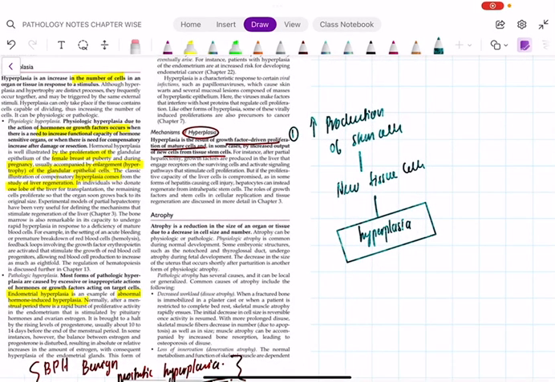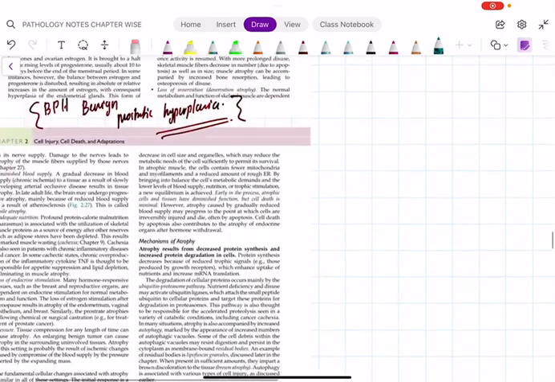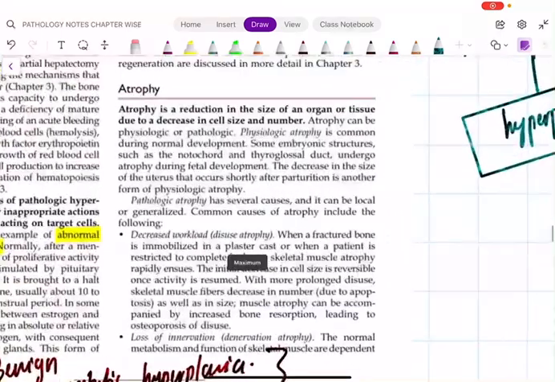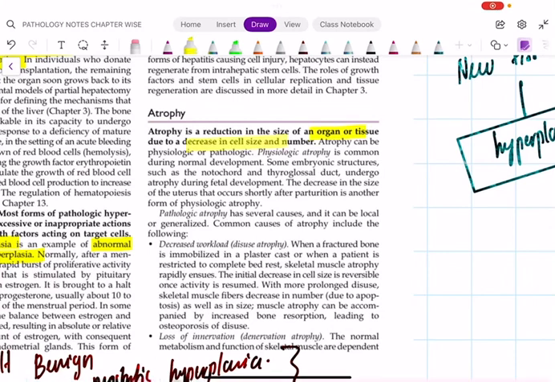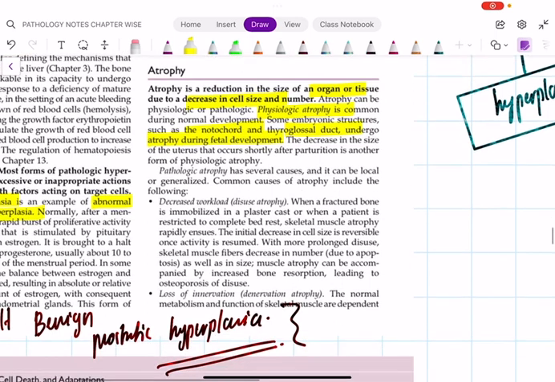What is atrophy? Atrophy means reduction in size of an organ or a tissue. So far we have studied hypertrophy means increase in size, hyperplasia means increase in number, and atrophy means decrease in size or decrease in number. Here we have physiological atrophy, that is the notochord and thyroglossal duct, which undergo atrophy during fetal development. Pathological atrophy may be disuse atrophy because of decreased workload. Suppose we are sitting idle for some 10 years, our muscles will undergo atrophy. That is called disuse atrophy.